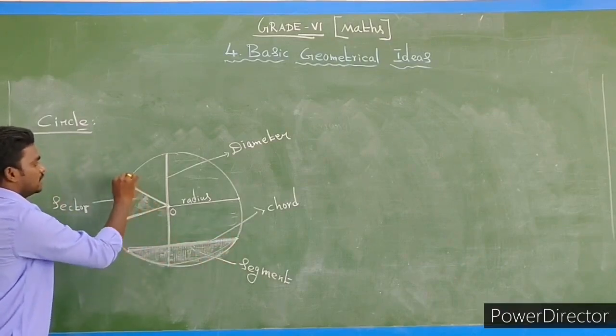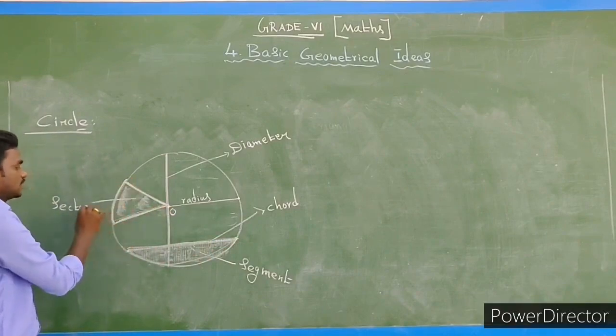And the region between the two radii of the circle and an arc of the circle is called what? Sector.